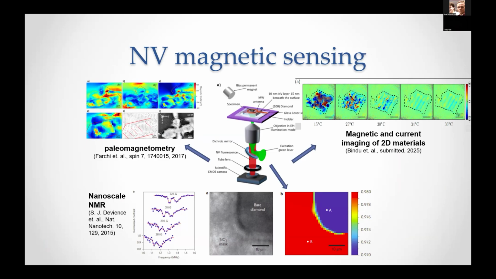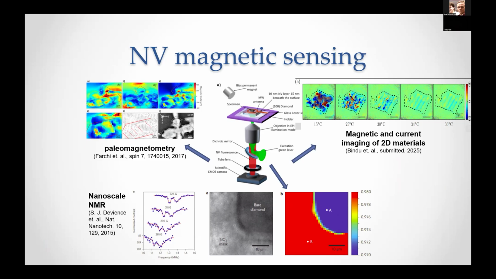Each pixel of this image is light, right? It's fluorescence that we collected on our camera, but we repeat each one of these measurements while we scan the microwave field, like in this ODMR I showed you before. So we find the resonances in each pixel and translate them. Here, the color map, you cannot see this, I apologize, is magnetic field.